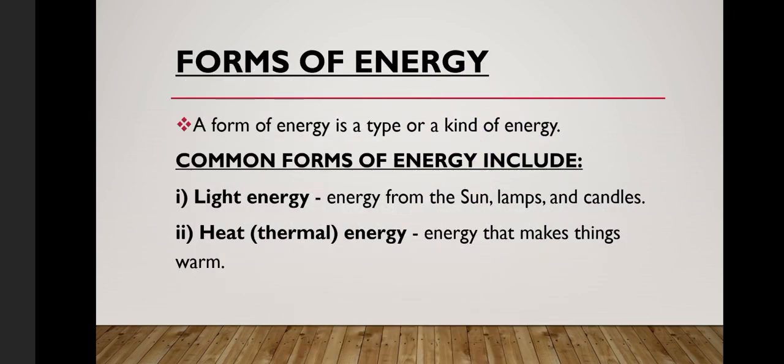Grade 7 learners, I want you to note that normally energy has been grouped into different types. Those types of energy, we normally call the forms of energy. An example of the first type of energy is light energy. Light energy is normally generated from the sun, candles, or we can also get it from lamps. A second type of energy is heat or thermal energy. Normally, this is the energy that keeps our bodies warm.